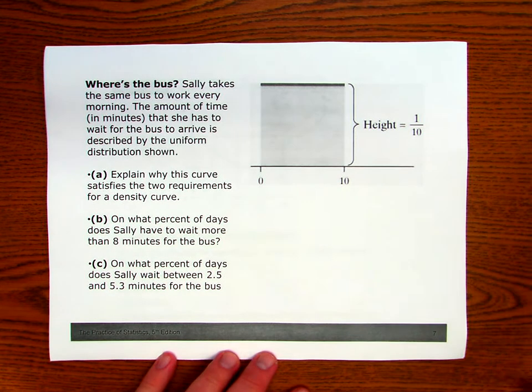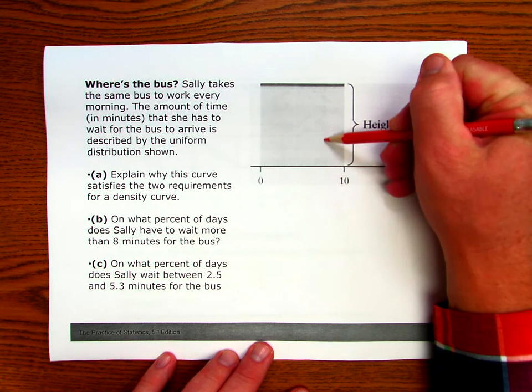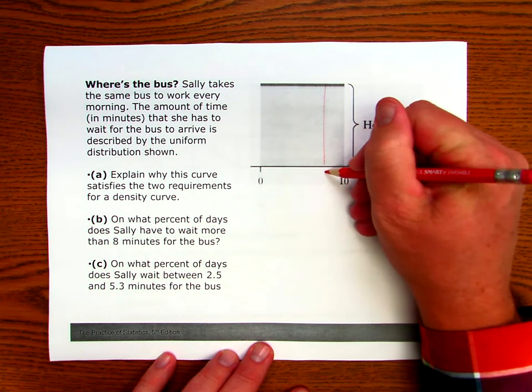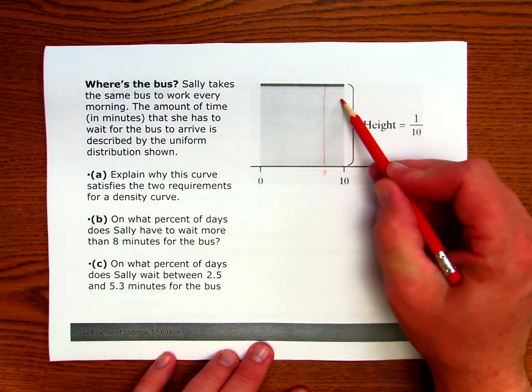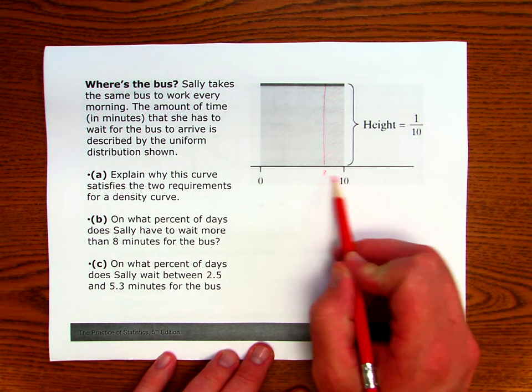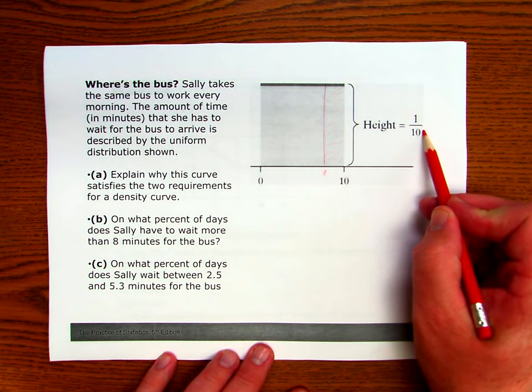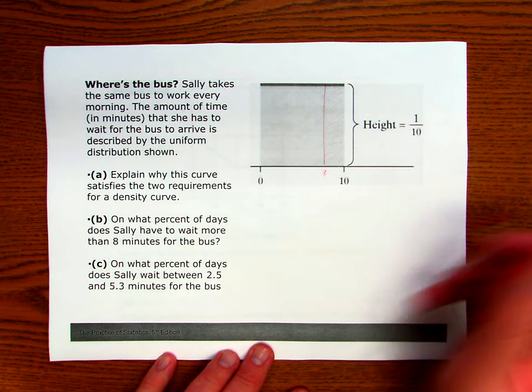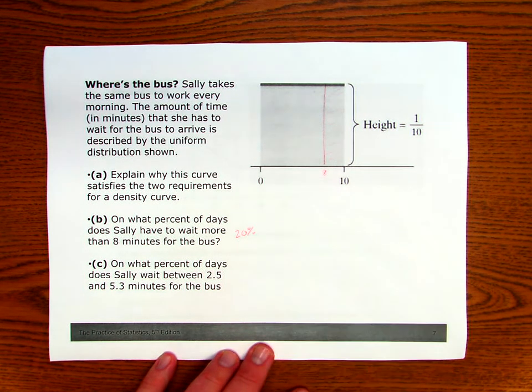Part B. On what percent of the days does Sally have to wait more than 8 minutes for the bus? So for these problems, what we're looking at is area under the curve. 8 minutes would be somewhere over here. So more than 8 would be this area. So what is that area? Well, the base is 2. The height is 1/10. 2 times 1/10 is 2/10, or 20%. So on approximately 20% of the days, she's going to have to wait more than 8 minutes for the bus.